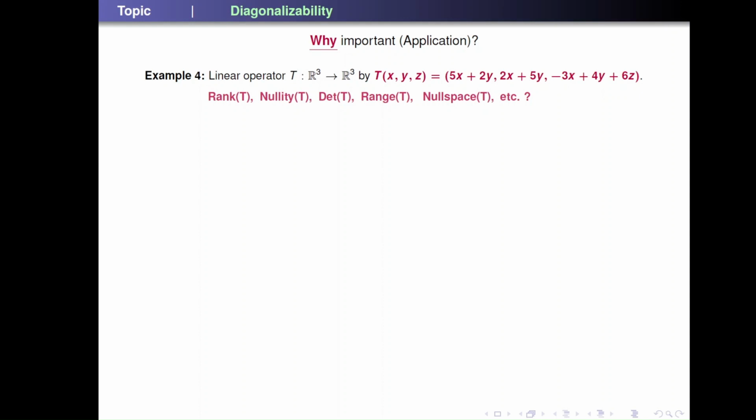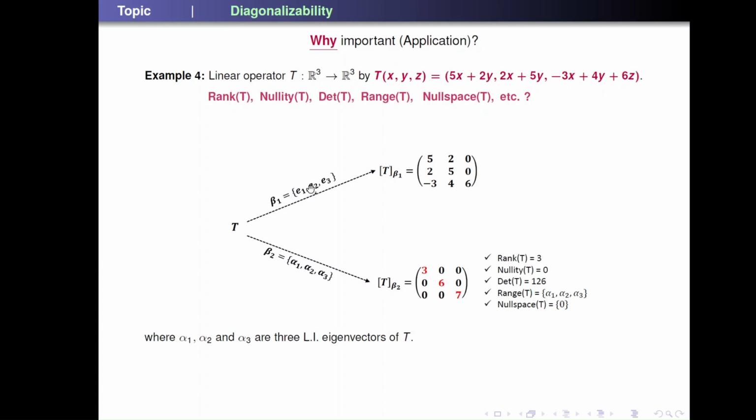To answer this kind of question, sometimes we look into its matrix representation and compute these values from the corresponding matrix. Now, if this operator is diagonalizable, then we know there is at least one diagonal matrix which represents this linear operator. In this pictorial view, T is our linear operator, and as it is diagonalizable, it is represented by a diagonal matrix, this one, with respect to an ordered basis beta 2. Beta 2 is nothing but the eigenvectors, actually.